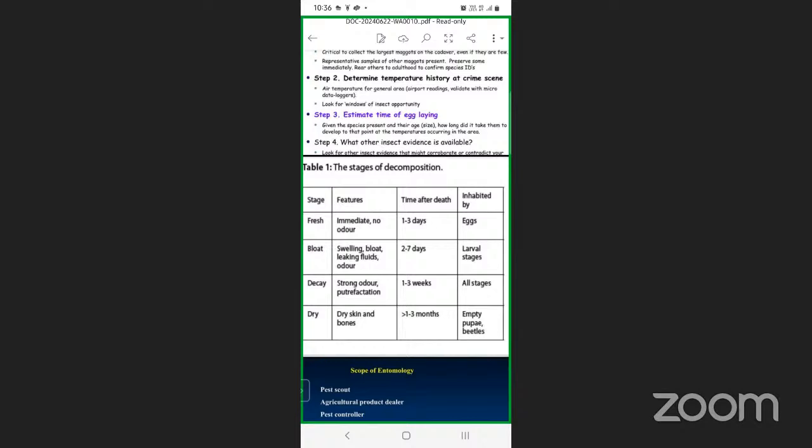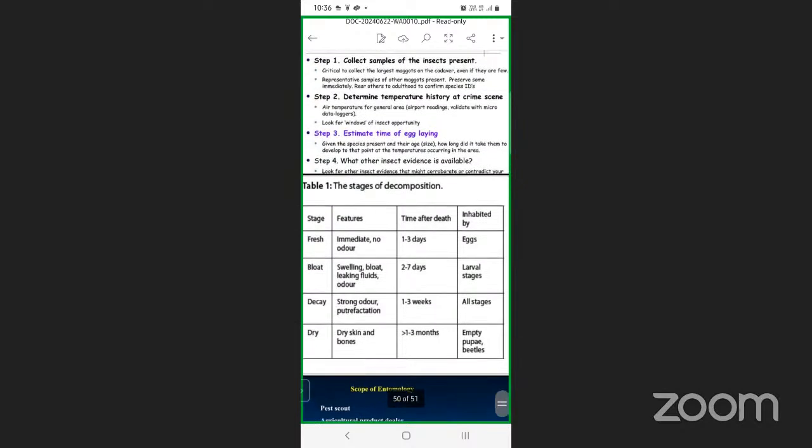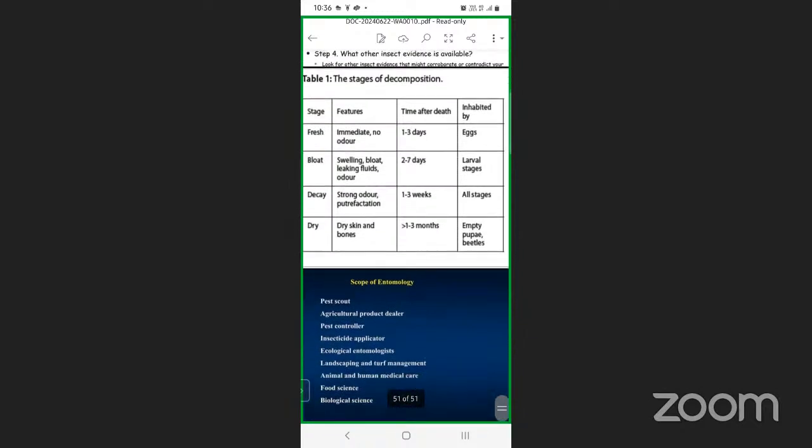In the decayed body, a strong odor of putrefaction is emitted, which may be of 1 to 3 weeks, and all stages are found on the corpse. The last stage is dry, where we find bones, empty pupae, and beetles, and it may be concluded that the body has been lying there for 1 to 3 months.